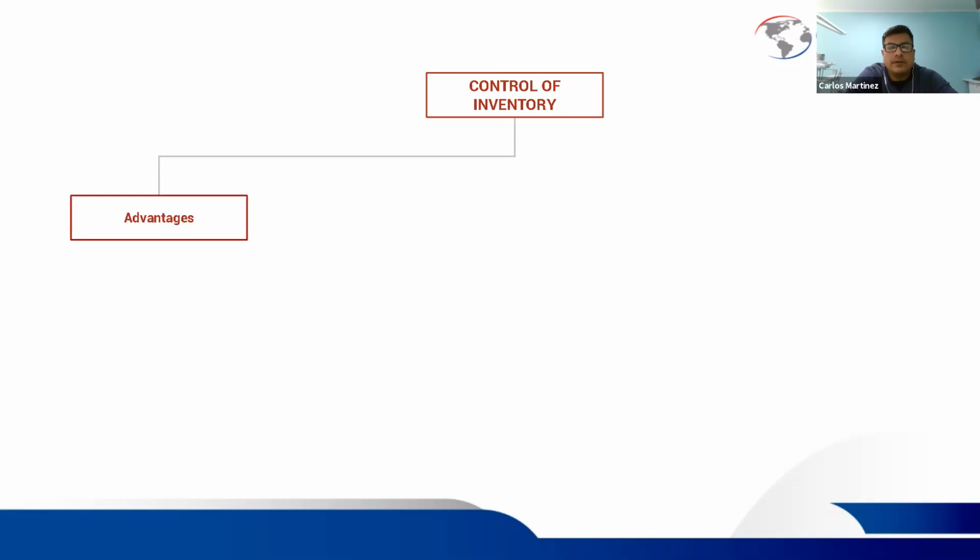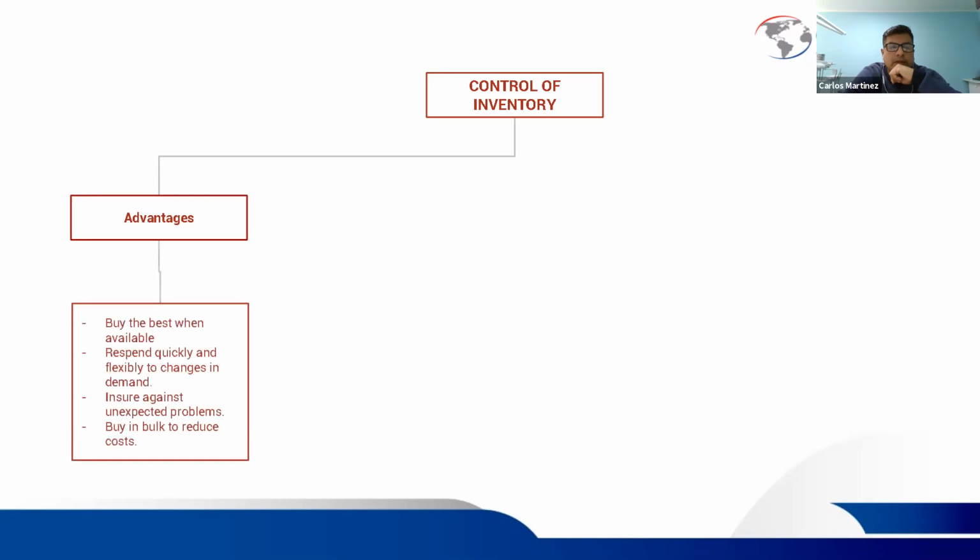The first one are the advantages. What are the advantages of controlling our inventory? So of course, it's buy the best when available. Okay, so if I control my inventory, I know when to buy and what to buy. Okay, this is obvious, profitable for the company because I will get the best in the best moment.